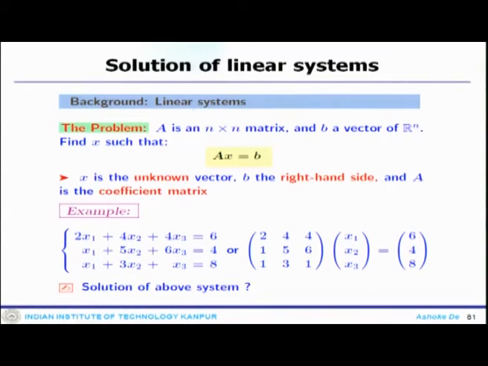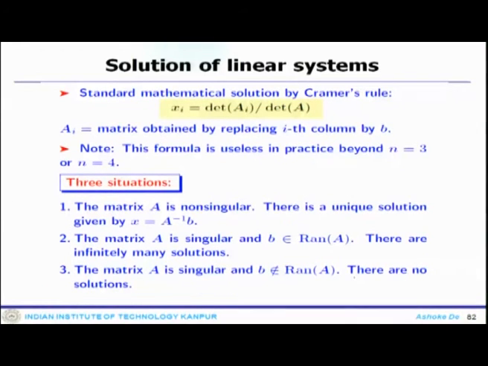Now, for the linear system, the background is that you have an n by n system with a right hand side vector b. So, you have to solve this system, for example, with x1, x2 and you get Ax equals b. A gives you the coefficient matrix, and the standard mathematical solution by Cramer's rule will give you like that.